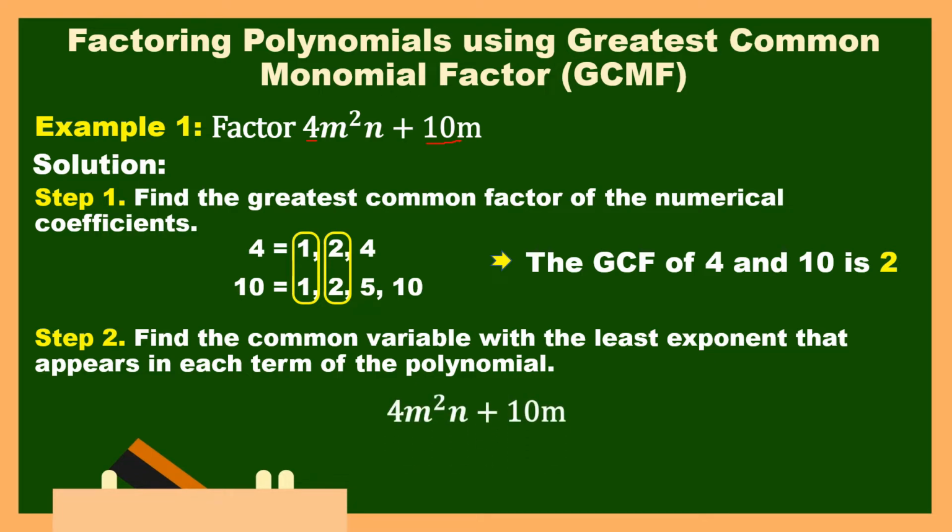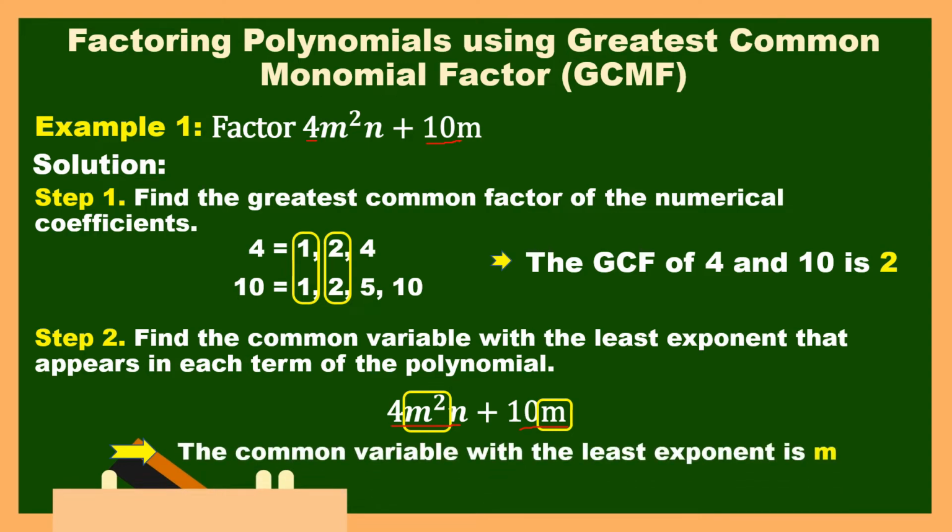So, dito sa ating example, our first term is 4m squared n and the second term is 10m. So, hanapin natin yung parehong variable na nandoon sa ating first term at second term. And the common variable is m. Pero yung common variable dito na tinutukoy ay yung may pinakamababang exponent. So, the common variable with the least exponent is m.